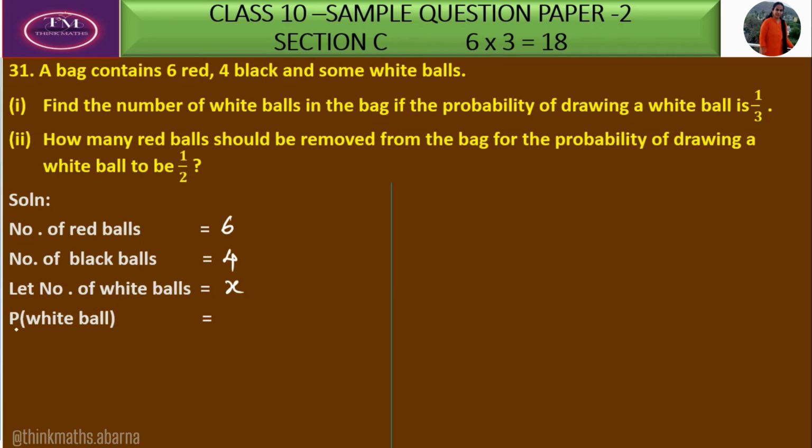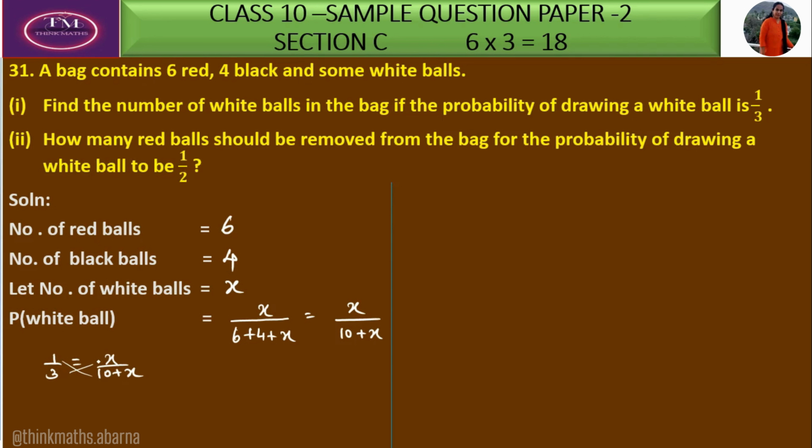Now we have to find the probability of a white ball. The number of white balls is x divided by the total number of balls. The total number of balls is 6 plus 4 plus x, which is equal to x divided by 10 plus x. But what is the probability of a white ball? It is 1 by 3. So 1 by 3 will be equal to x divided by 10 plus x.